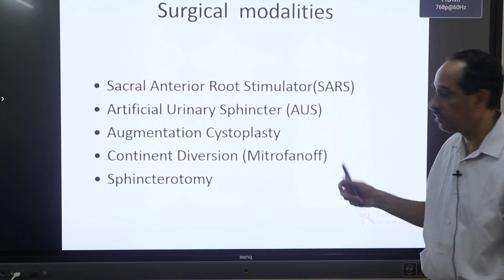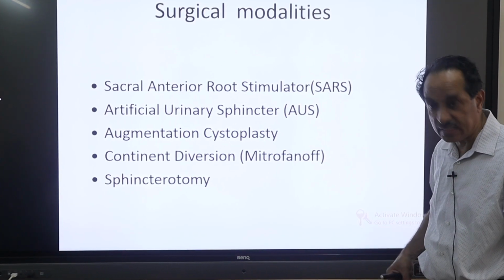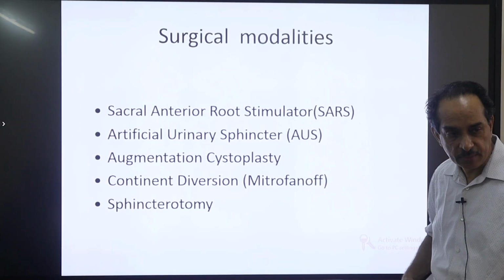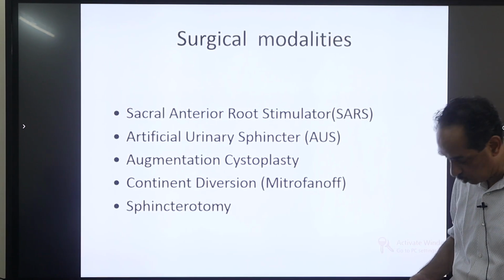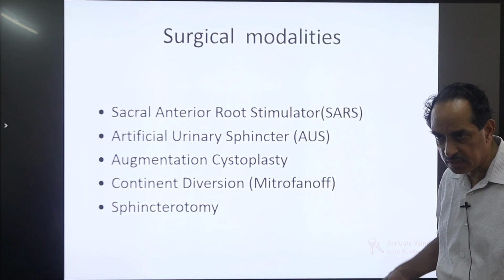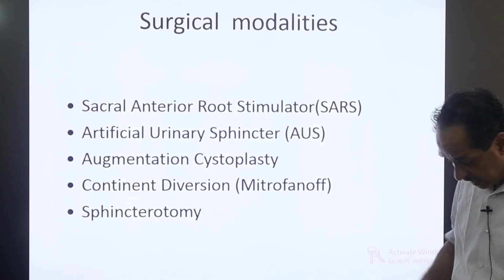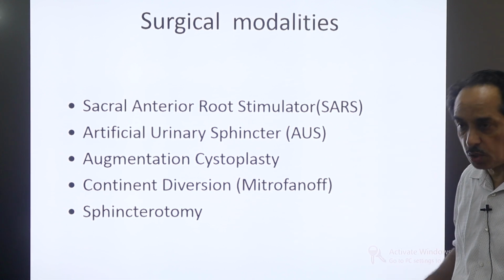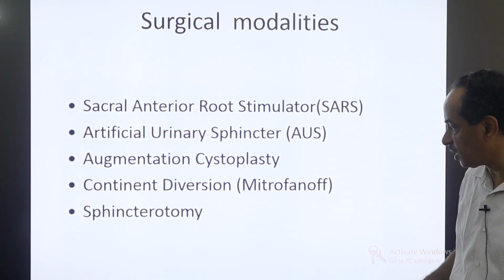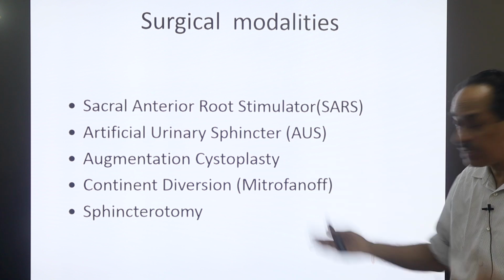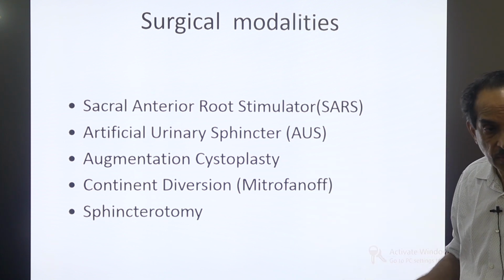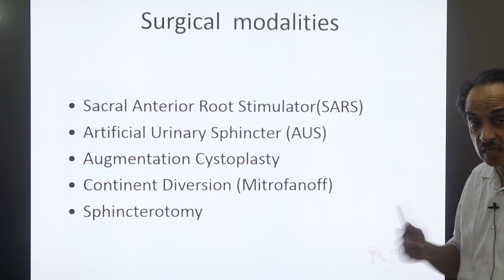Mitrofanoff uses the appendix as the bladder conduit. The long smooth muscle conduit is connected to the abdominal wall, and you can do the catheterization. The anti-gravity position itself gives the continence, and then you can catheterize whenever required. Then of course the bladder is very tight. Sphincterotomy or Botox injections will be useful for skeletal muscle tone.